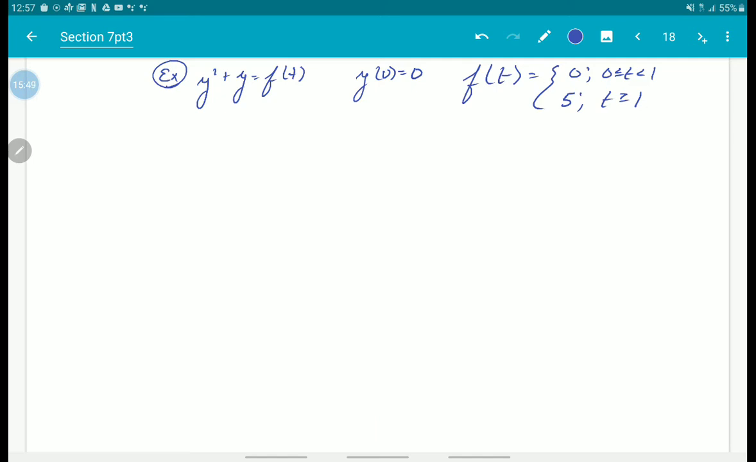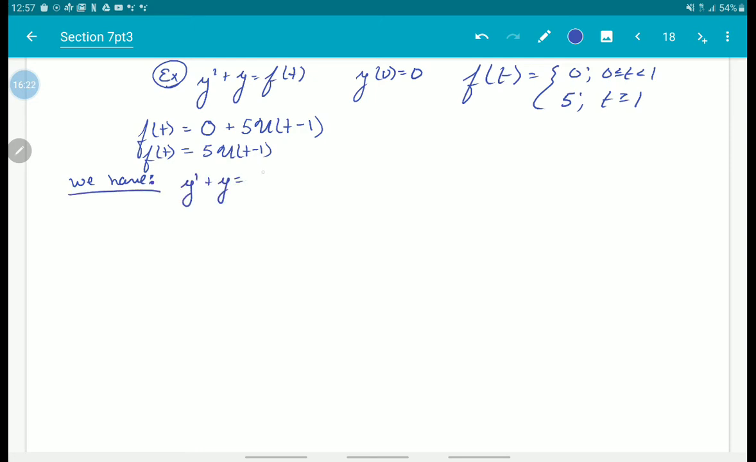Your first step is to rewrite f of t in terms of the unit step. So in this case, it would start at 0. And then we're shifting up 5 units once we hit 1. So then that can just simplify to 5 unit step of t minus 1. So then now we have our differential equation as y prime plus y equals 5 unit step t minus 1. So let's take the Laplace.